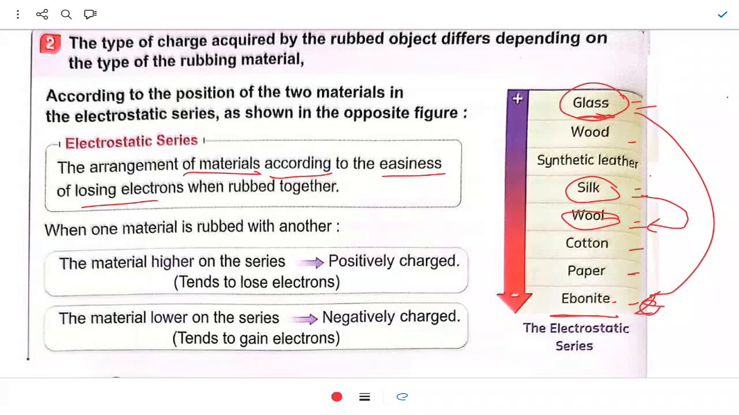And the conclusion is that the material higher on the series, like glass, tends to lose electrons, so it is positively charged. And on the other side, the material lower on the series tends to gain electrons, so it is negatively charged.